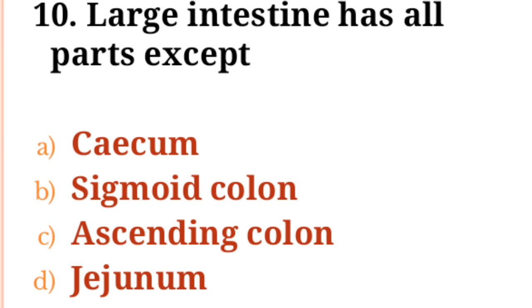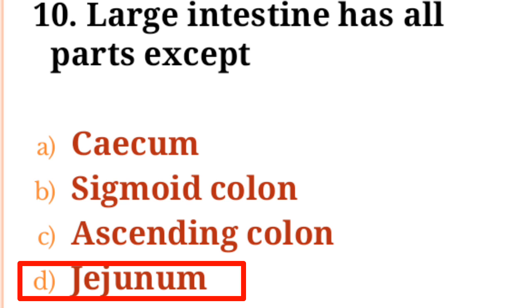Large intestine has all parts except, options: A. Cecum, B. Sigmoid colon, C. Ascending colon, D. Jejunum. Answer is D.